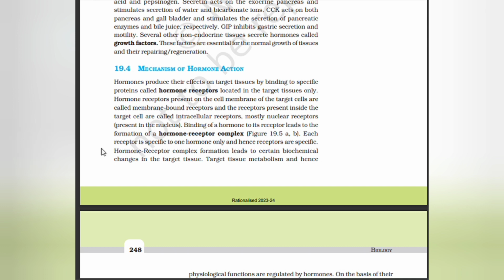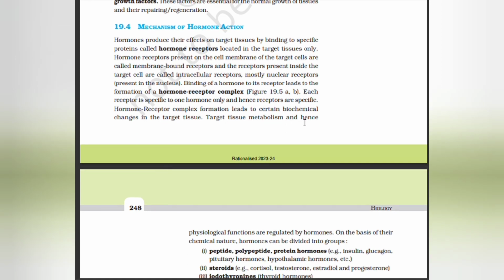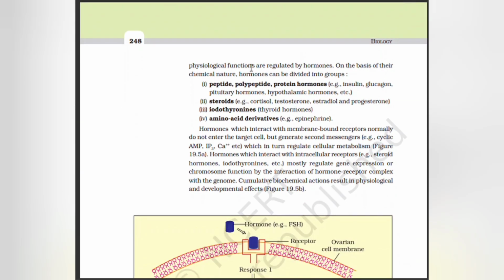Mostly nuclear receptors. Binding of hormone to its receptor leads to the formation of a hormone-receptor complex. Each receptor is specific to one hormone only and hence receptors are specific. Hormone-receptor complex formation leads to certain biochemical changes in the target tissue. Target tissue metabolism and hence physiological functions are regulated by hormones. On the basis of chemical nature, hormones can be divided into peptide, polypeptide, and protein hormones, that is insulin, glucagon, pituitary hormones, hypothalamic hormones; steroids, cortisol, testosterone, estradiol and progesterone; iodothyronines, thyroid hormones; amino acid derivatives, epinephrine.